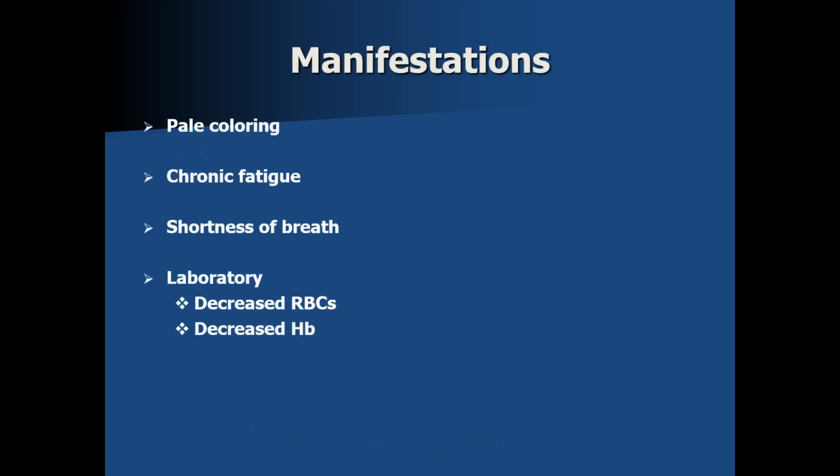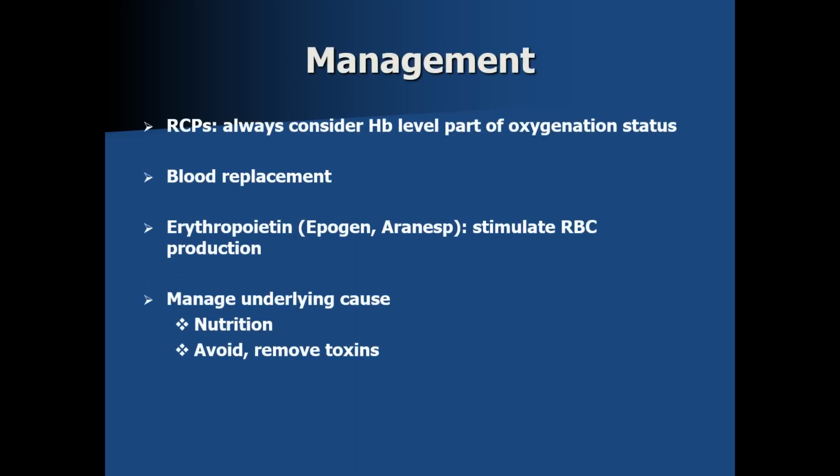The manifestations of anemia include a pale color, chronic fatigue, shortness of breath, and the laboratory will show decreased RBCs and hemoglobin. The management of anemia focuses on restoring the RBCs and the hemoglobin. From the standpoint of a respiratory care practitioner, it's critical that we always consider a patient's hemoglobin level as part of their oxygenation status.